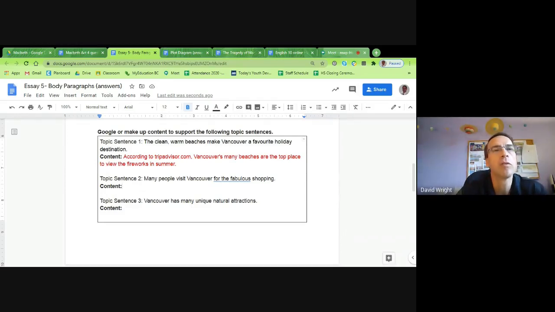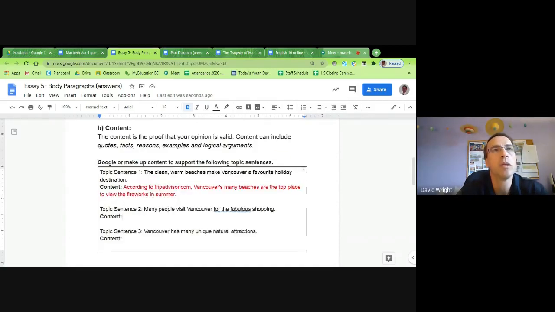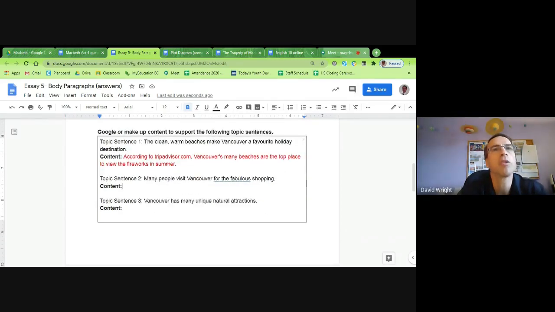Now you can use facts, you can use quotes, you can use reasons. Now for this exercise too, you don't even have to Google it if you want. You could just make it up. You could just make up a number, right? And I'll go with that. That's okay. Or you could use some kind of examples of something, some logical arguments of why the shopping is good in Vancouver.